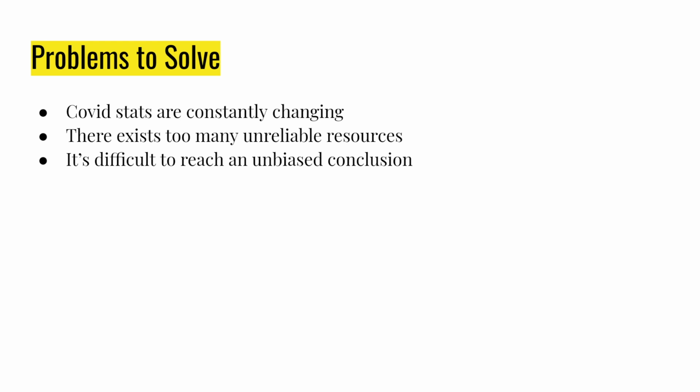So one of the problems we noticed with COVID-19 is the stats are constantly changing all the time, and there exist too many unreliable resources on the internet as well. So trying to find the correct information is always difficult to do, and it's difficult to trust a website when their information may or may not be reliable, and it's difficult to reach a conclusion on what information is out on the internet nowadays.